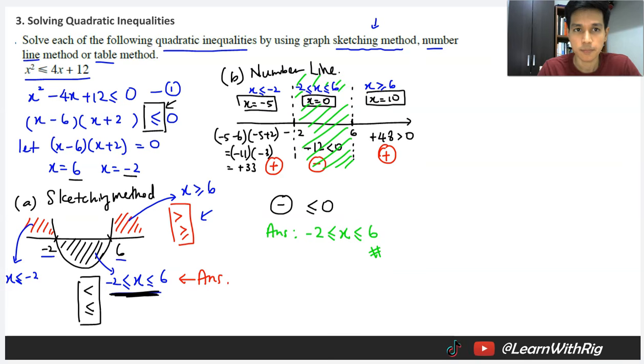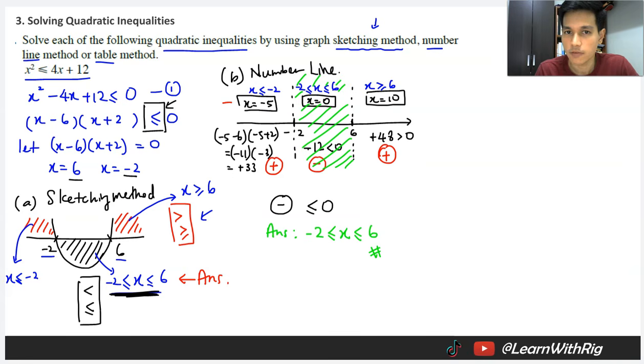So let me just recap. You want to form your number line, put the 2 x values that you have found here, okay? Put it there, of course, based on the number line. That means the smaller number should be in front and the bigger number should be behind. Then you form your range. So in this case here is going to be more than 6, here is going to be less than negative 2, and here is going to be in between negative 2 and 6, okay?